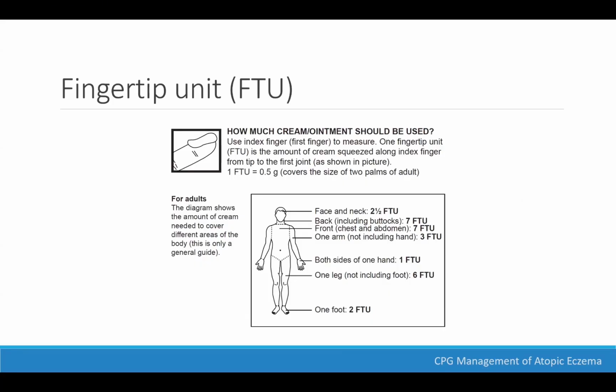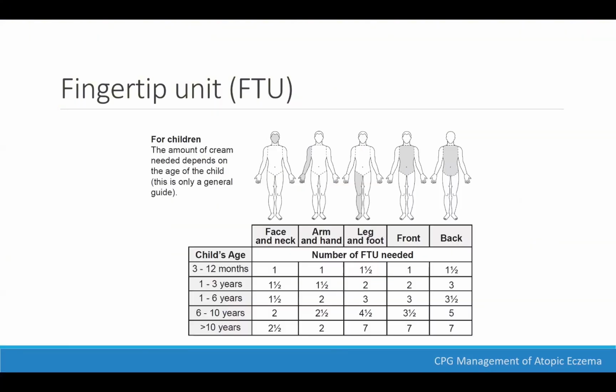In an adult, typically 1 fingertip unit is about 0.5 gram to cover the size of 2 palms of the adult. You can see below there's a diagram which is a general guide of how many fingertip units per body area you want to apply to. For children, this depends on the age of the child, and the fingertip unit needed is illustrated in the table below.